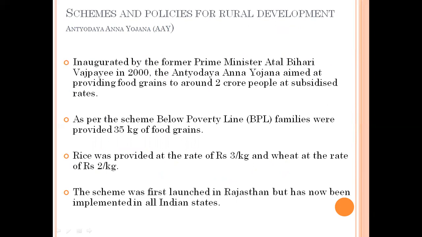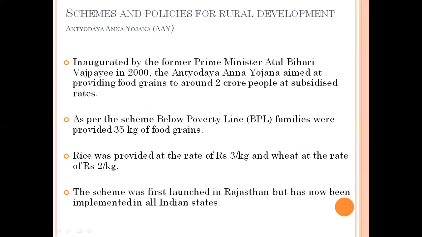So this scheme is to provide highly subsidized food to millions of the poorest families. This scheme was developed by the Union Food and Civil Supply Minister on 25th December 2000. Firstly, this scheme was launched in Rajasthan. Under this scheme, the poorest of the poor, which we say is the below poverty line category, get highly subsidized wheat and rice.